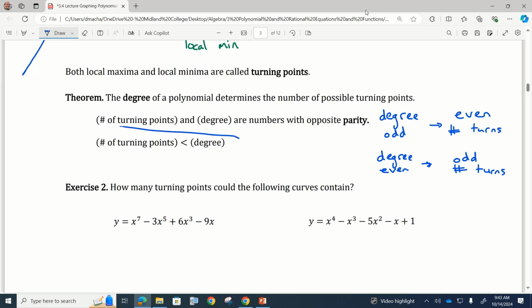And then the other thing is that the number of turning points is always less than the degree. So, in this first example, right here, my degree is 7, right? This is an expanded form, and when it's an expanded form, the degree is the largest power of x.